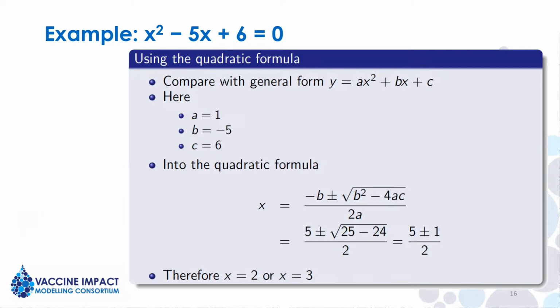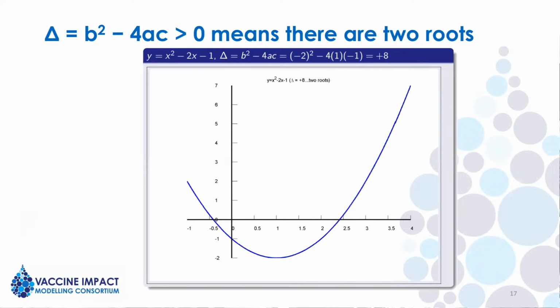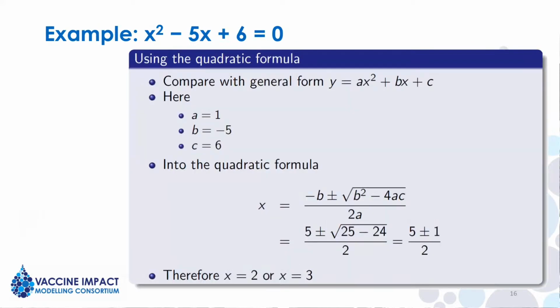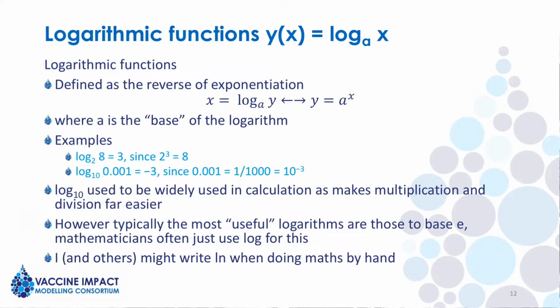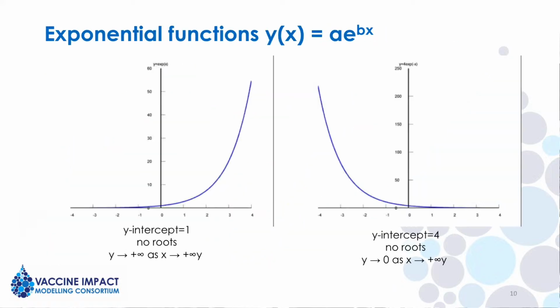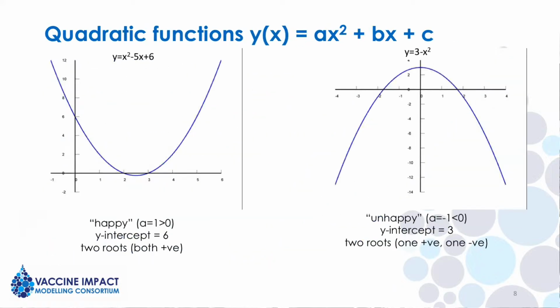So in this case, we've got two solutions, and you can see that if we plot it as well. So here we're crossing, I'll go back to the original one. Yep, here we've got our happy graph. This is exactly the same equation, and we're crossing the x-axis at 2 and 3. We've got our two solutions.